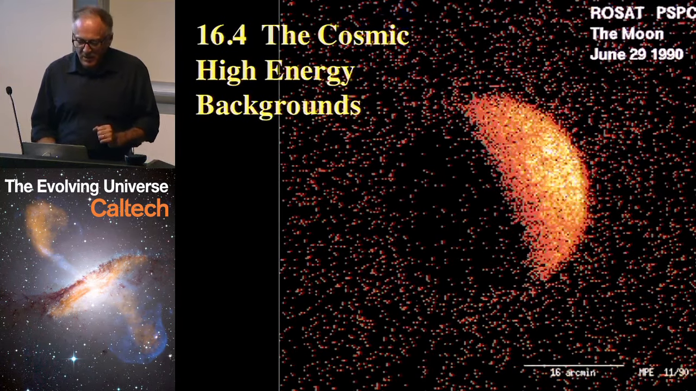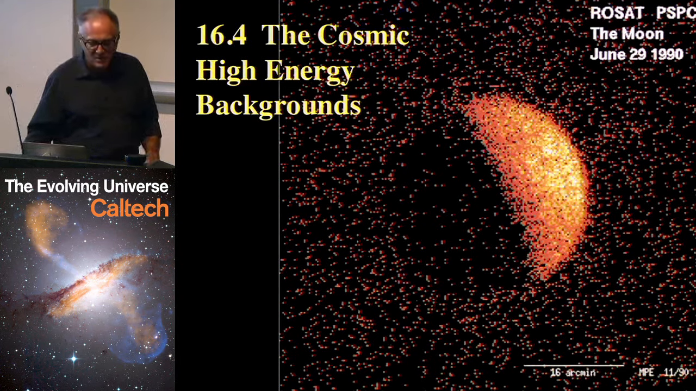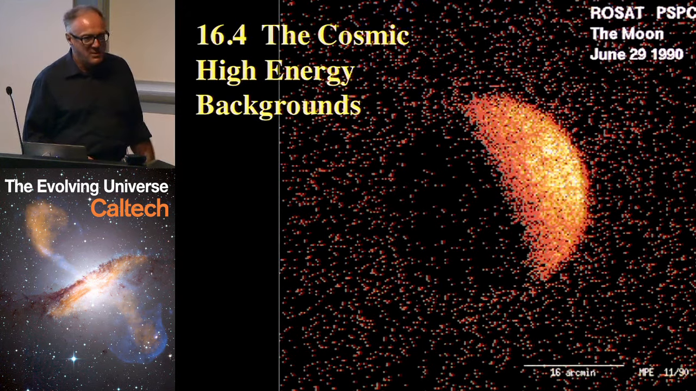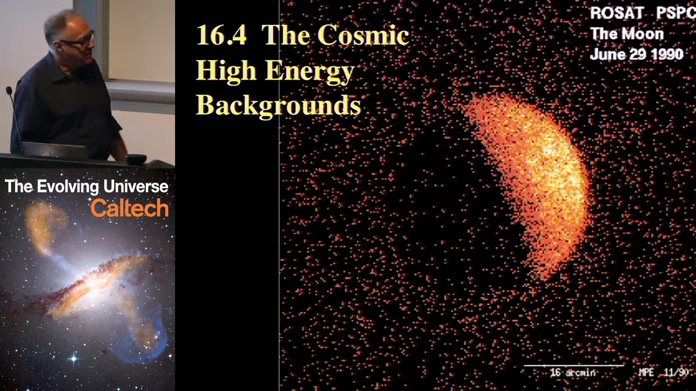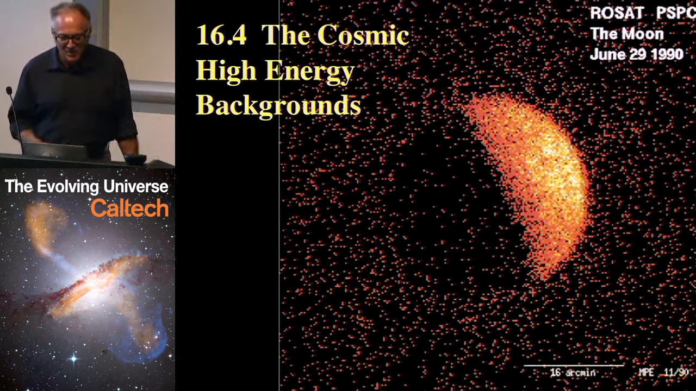So let's now take a look at how this phenomenon appears at high energies, X-rays and gamma rays. What's shown here is an X-ray picture of the moon from the ROSAT satellite. And you can actually see that there is the moon. One side is illuminated. This is reflecting solar X-rays. So you see the terminator.